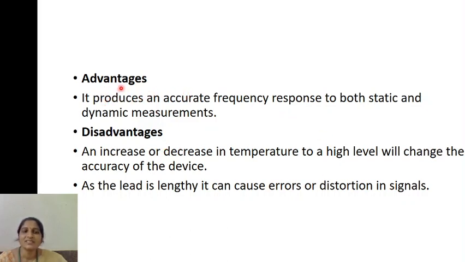The advantages of capacitive transducers are that they produce an accurate frequency response to both static and dynamic measurements. You can measure this frequency very accurately. Coming to the disadvantages, an increase or decrease in temperature to a high level will change the accuracy of the device. And as the lead is lengthy, it can cause errors or distortion in signals. These are some of the disadvantages of capacitive transducers.